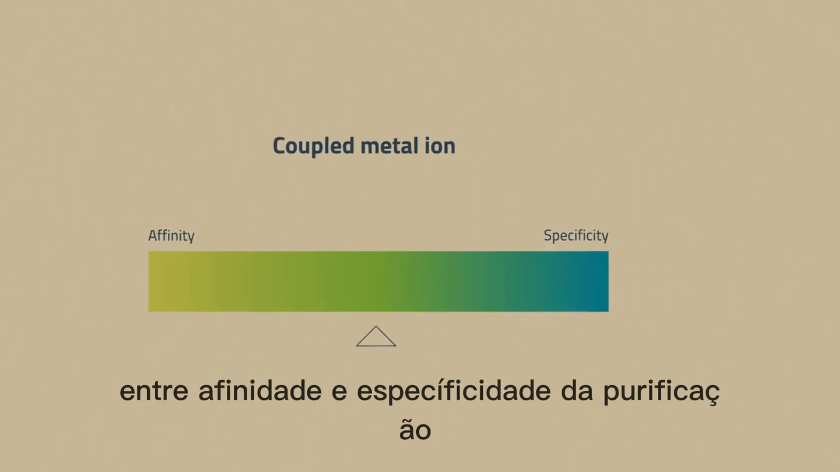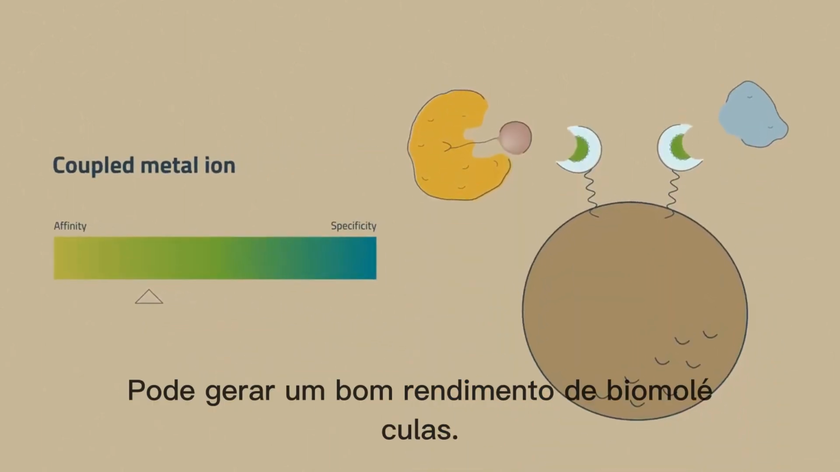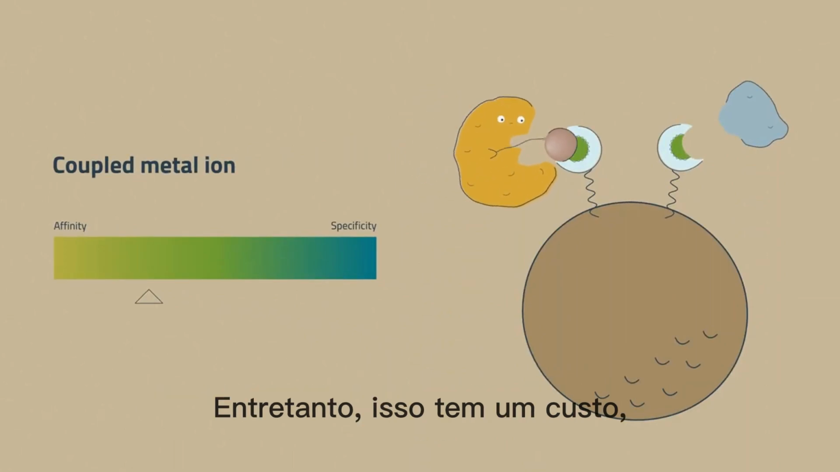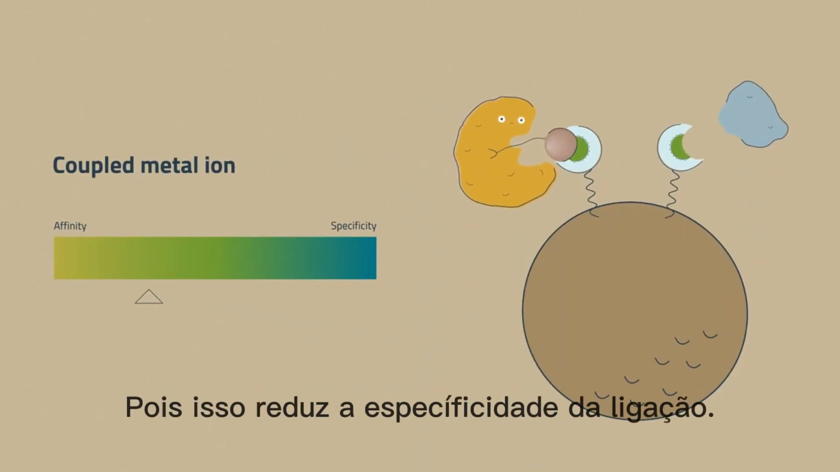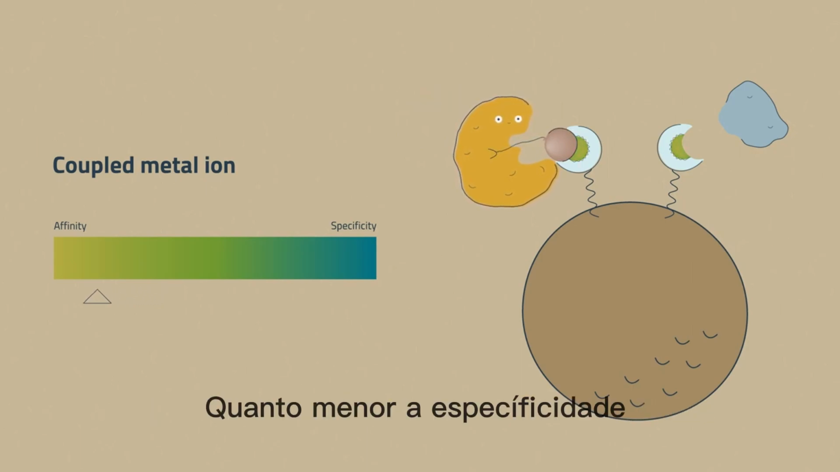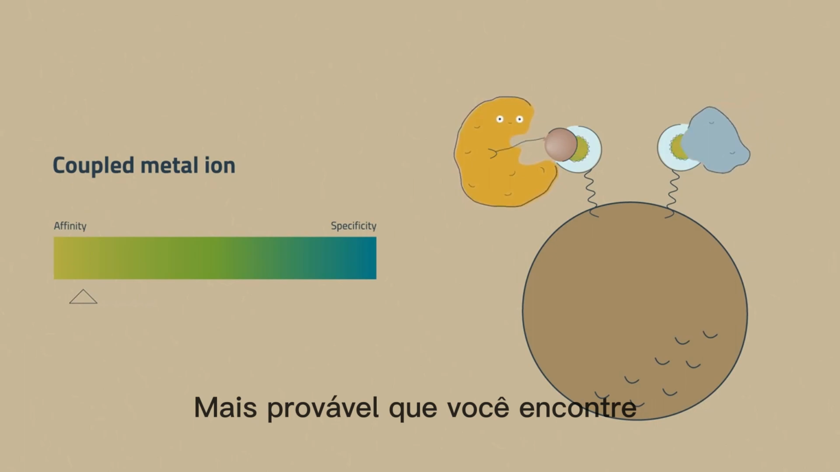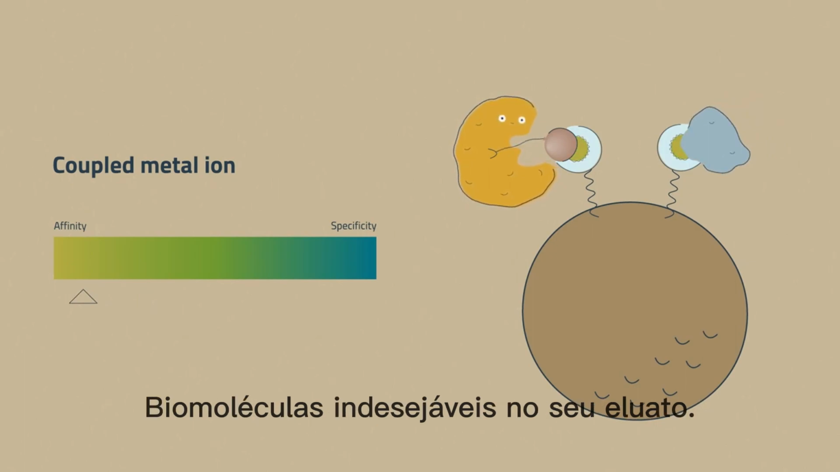The metal ion should be chosen wisely as it impacts the balance between affinity and specificity of the purification. Higher affinity can generate a greater yield of biomolecules. However, this comes at a cost because it reduces the binding specificity. The lower the binding specificity, the more likely it becomes that you find unwanted biomolecules in your eluate.